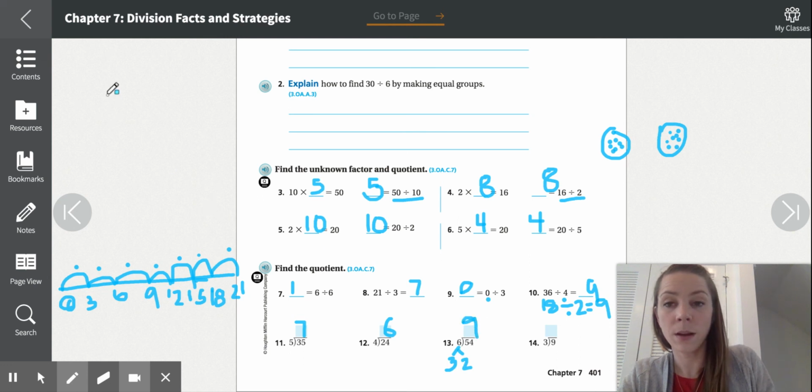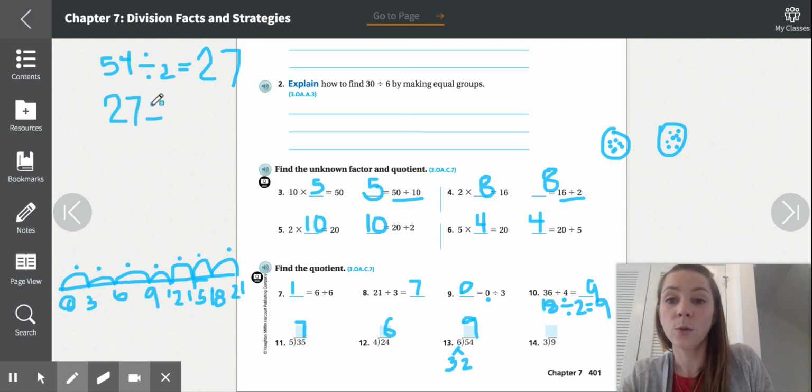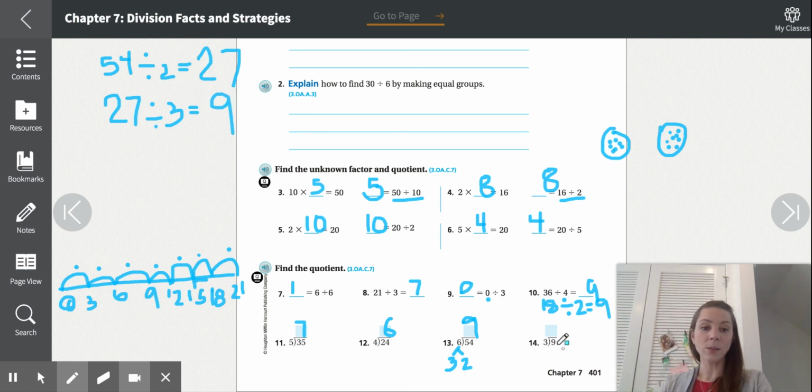I'm going to write that up here in case that was a little hard for you to follow. 54 divided by 2 is 27. Okay, but now I have to make sure it really is divided by 6 total. So 27 divided by 3 now, because a 3 times a 2 is 6. 27 divided by 3 is 9. Okay, last one. 9 divided by 3, 3.